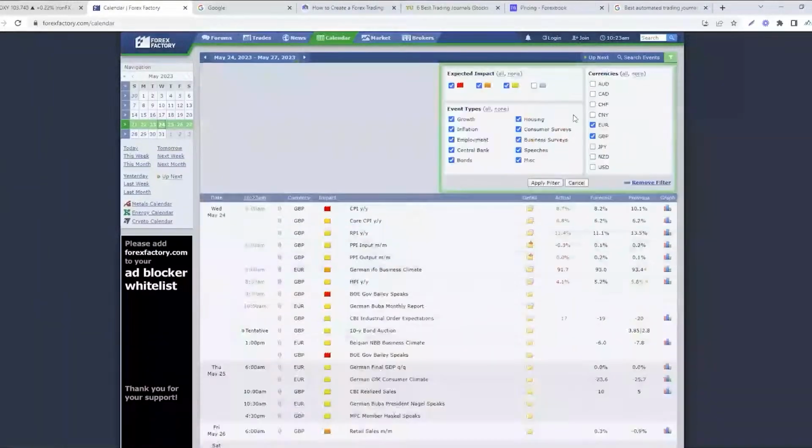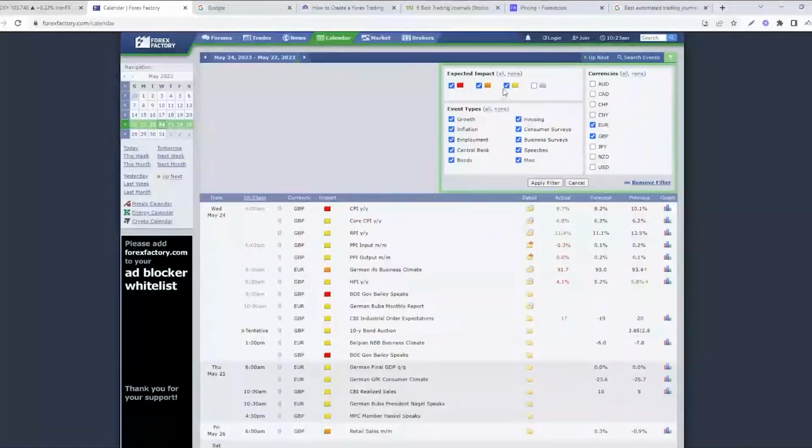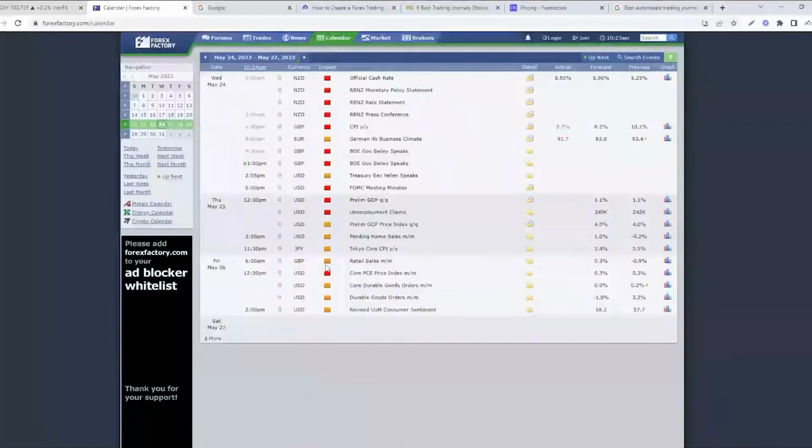So I'll select the filter icon and generally choose the first two or the first three. Usually I do take the first two, the most high impact events. And of course, event types, I will select all, and currencies, I will select all as well. Okay, then I apply the filter, and this brings me the list of key economic events that are taking place this week.